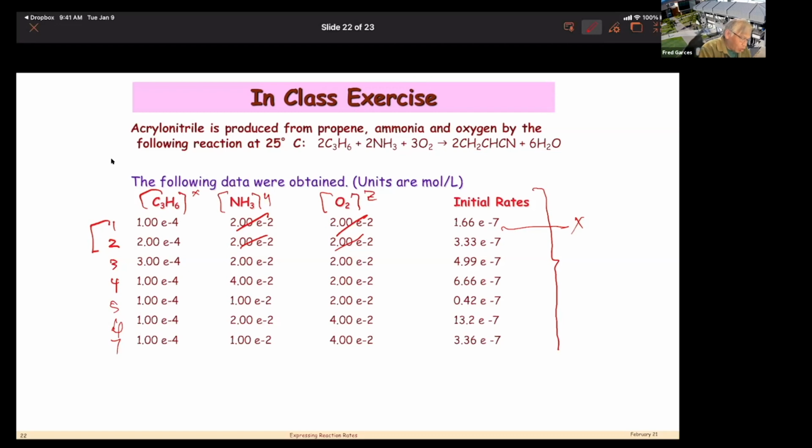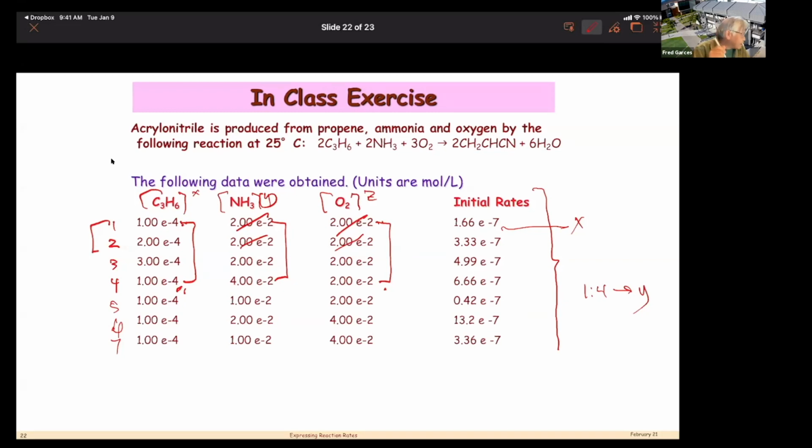Now, if I want to know Y, I need to find experiments in which C3H6 and O2 are the same. So I can look at these 2 right here. See how C3H6 propene is the same for this, and oxygen is the same for that? Well, this doubles. So by picking experiments 1 and 4, then I can get the value of Y.